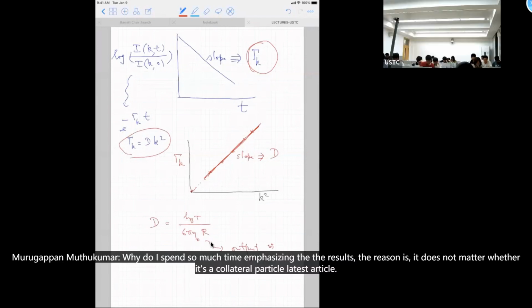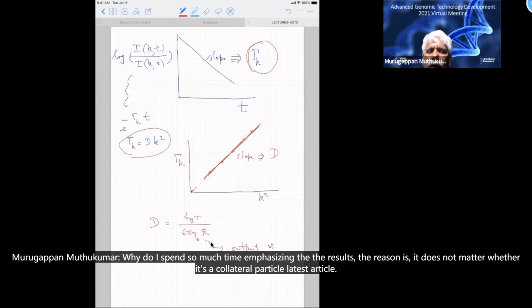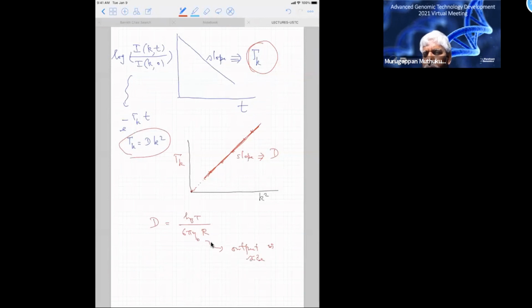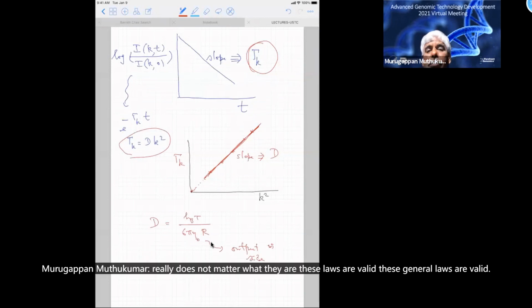Now, why do I spend so much time emphasizing these results? The reason is it does not matter whether it's a colloidal particle, lattice particle, or a polymer coil. It does not matter whether it's a good solvent or a theta solvent. It does not matter whether it's a rod-like semi-flexible polymer. Right? Really does not matter what they are. These general laws are valid.